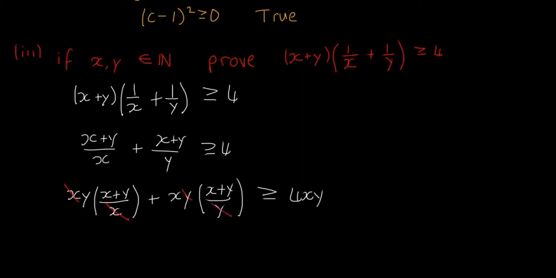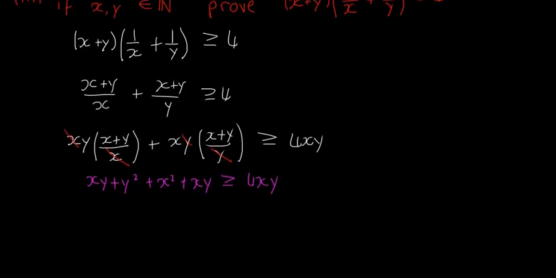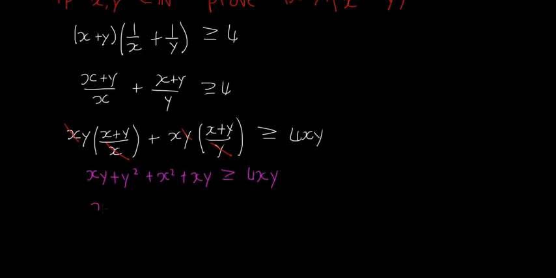All right, so now over here we're going to have xy, so y multiplied by x, plus y squared, so it's going to be y by y. And here we're going to have plus x squared, and then plus xy, is all greater than or equal to 4xy. So I'm going to rewrite this as x squared plus 2xy, so xy plus xy will be 2xy, plus y squared is greater than or equal to 4xy.